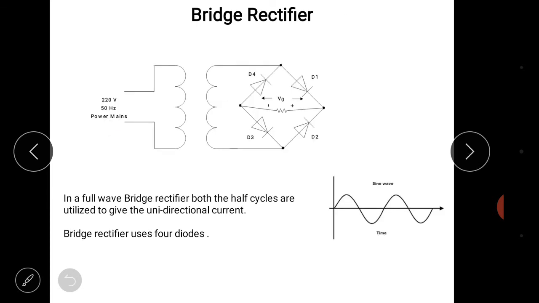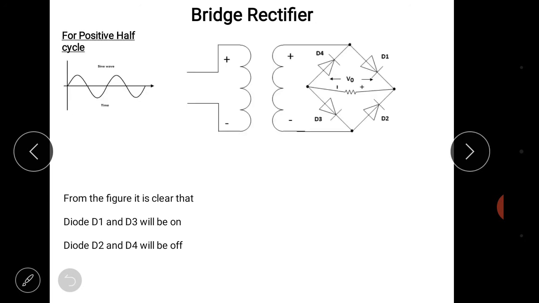Now come to the bridge rectifier. In a full wave bridge rectifier, again both half cycles are utilized to give unidirectional current. But here we see that the bridge rectifier uses 4 diodes. Now again we will investigate the working principle of the bridge rectifier for both cycles, positive half cycle and negative half cycle. So let us start with the positive half cycle.